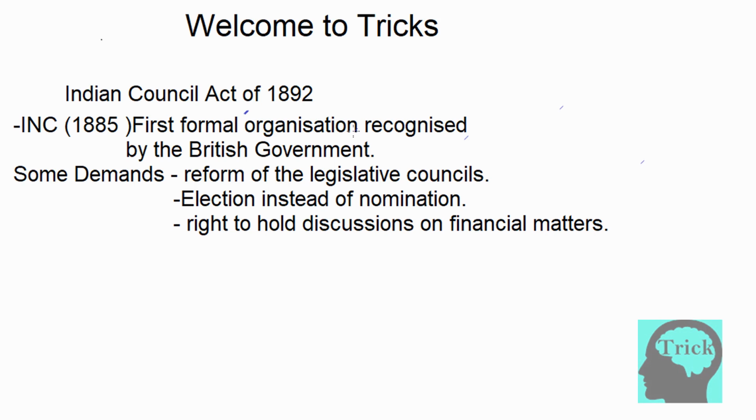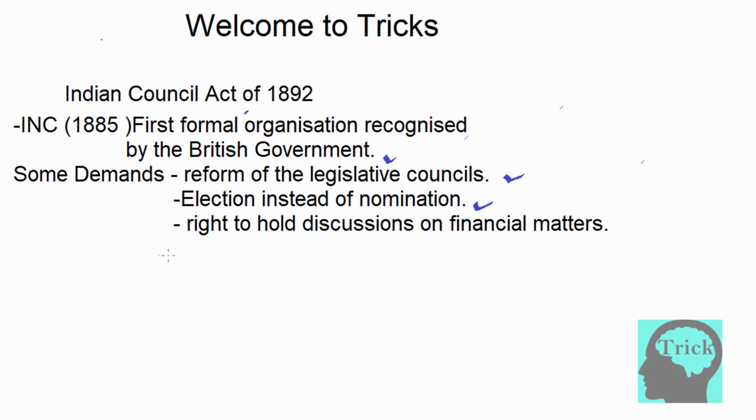We know that in 1885, Indian National Congress was formed. This was the first formal organization which was recognized by the British government. Hence, a formal channel was established to put forward their demands. Some of the demands were reform in the legislative councils. They wanted election instead of nominations in legislative councils. They also wanted the right to hold discussions on financial matters, which was not given until then.